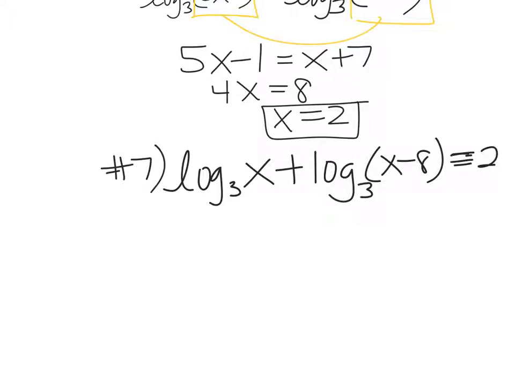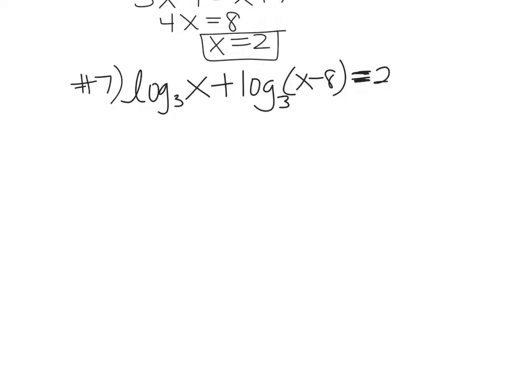Whoa. Okay, this is not stuffs equals stuffs. This is a little bit different. What we want to do is get all of our logs into one single log, okay? They're both base 3, so let's combine them using our log properties that we learned yesterday. So we get log of x times x minus 8. Remember, plus means multiply. And this is equal to 2.